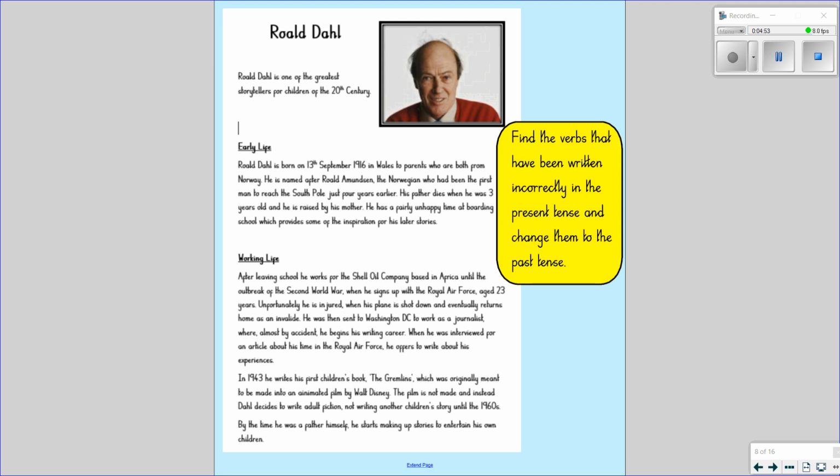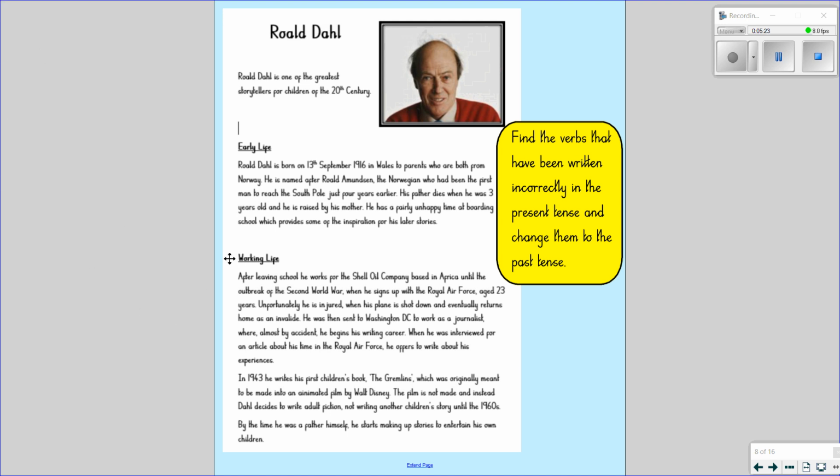Early life. Roald Dahl was born on the 30th of September 1916 in Wales to parents who are both from Norway. He is named after Roald Amundsen, the Norwegian who had been the first man to reach the South Pole just 4 years earlier. His father dies when he was 3 years old, and he is raised by his mother. He has a fairly unhappy time at boarding school, which provides some of the inspiration for his later stories.